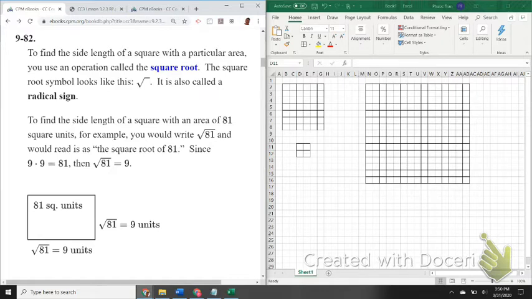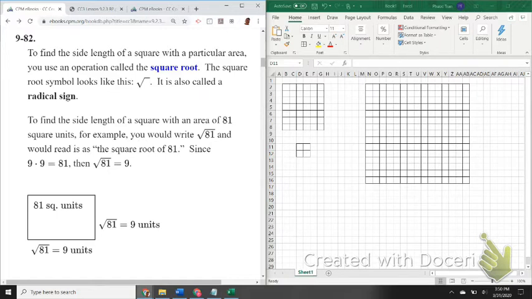It says to find the side length of a square with an area of 81 square units. For example, you would write the square root of 81, and it would read as the square root of 81. Since 9 times 9 equals 81, then the square root of 81 equals 9. And so they give you a diagram here of 81 square units. It's asking you to find the side length, and the side length would be 9.